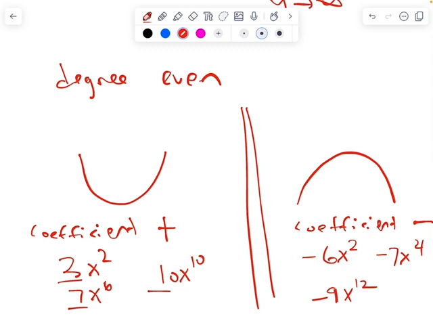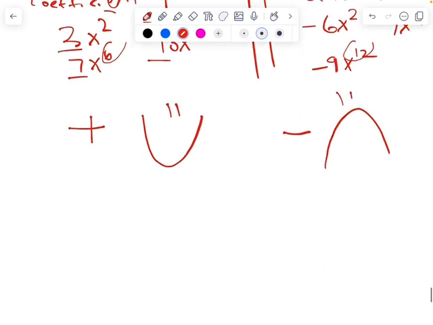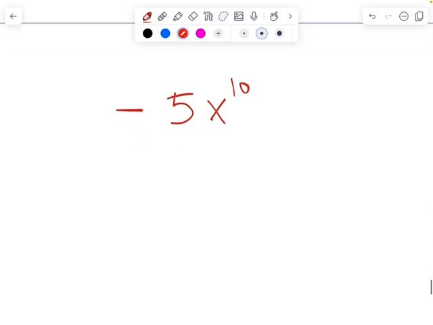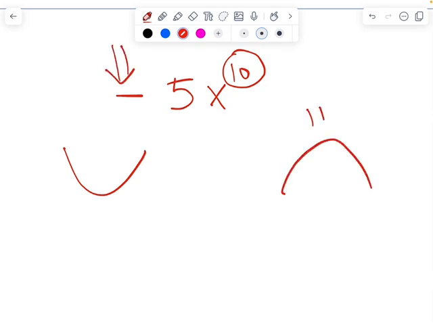Okay, so if it is an even degree, like to the 2nd or to the 10th or to the 6th or to the 12th, then it's either going to be a smiley face or it's going to be a frowny face. Now, how do you know if it's a smiley face or a frowny face? If it's positive in front of it, it's a smiley face. If it's got a negative in front of it, it's a frowny face. So if I had negative 5x to the 10th, well, because this is an even degree, it's either smiley face or frowny face. But because this is a negative, it's a frowny face one.